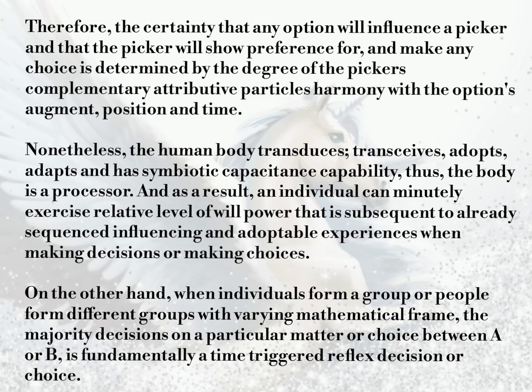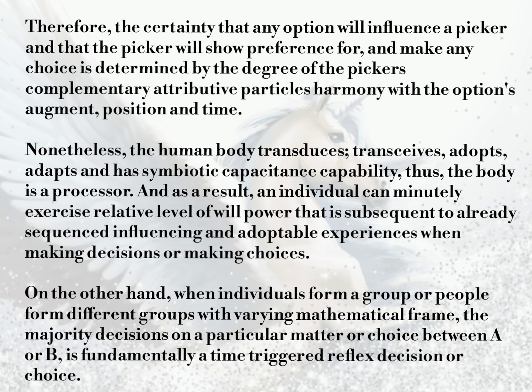Therefore, the certainty that any option will influence a picker, and that the picker will show preference for and make any choices, is determined by the degree of the picker's complementary attributive particles' harmony with the option's augment, position and time. Nonetheless, the human body transduces, transceives, adopts, adapts and has symbiotic capacitance capability, thus, the body is a processor. And as a result, an individual can minutely exercise a relative level of willpower that is subsequent to already sequenced influencing and adoptable experiences when making decisions or making choices.